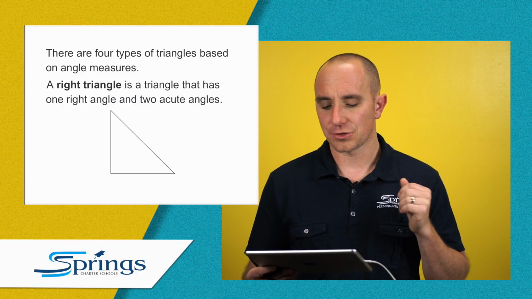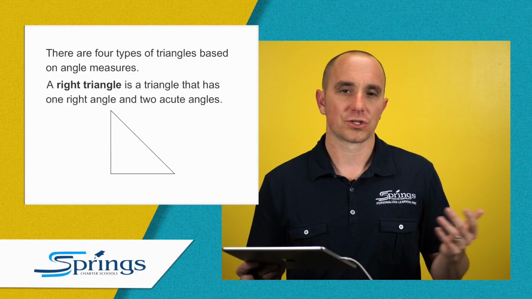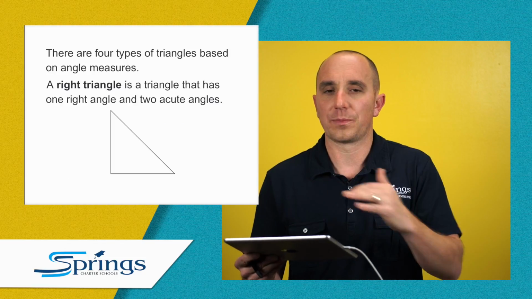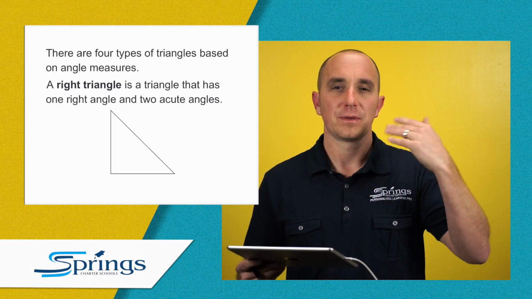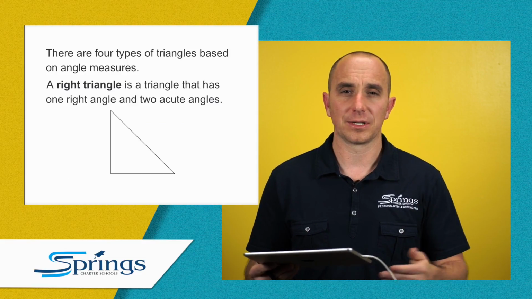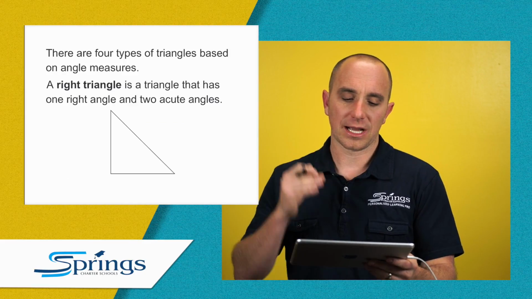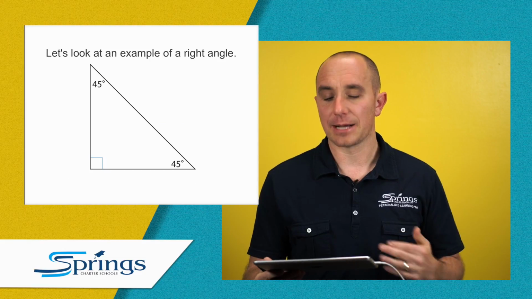Now, a right triangle is a triangle that has one right angle and two acute angles. So once you have that right angle, you're basically going to have acute angles, just based on how it's going to work. Because remember, and you probably already know this because we talked about it a couple lessons ago, that a triangle is going to equal 180 degrees. So a right triangle is going to be a triangle that has one right angle.